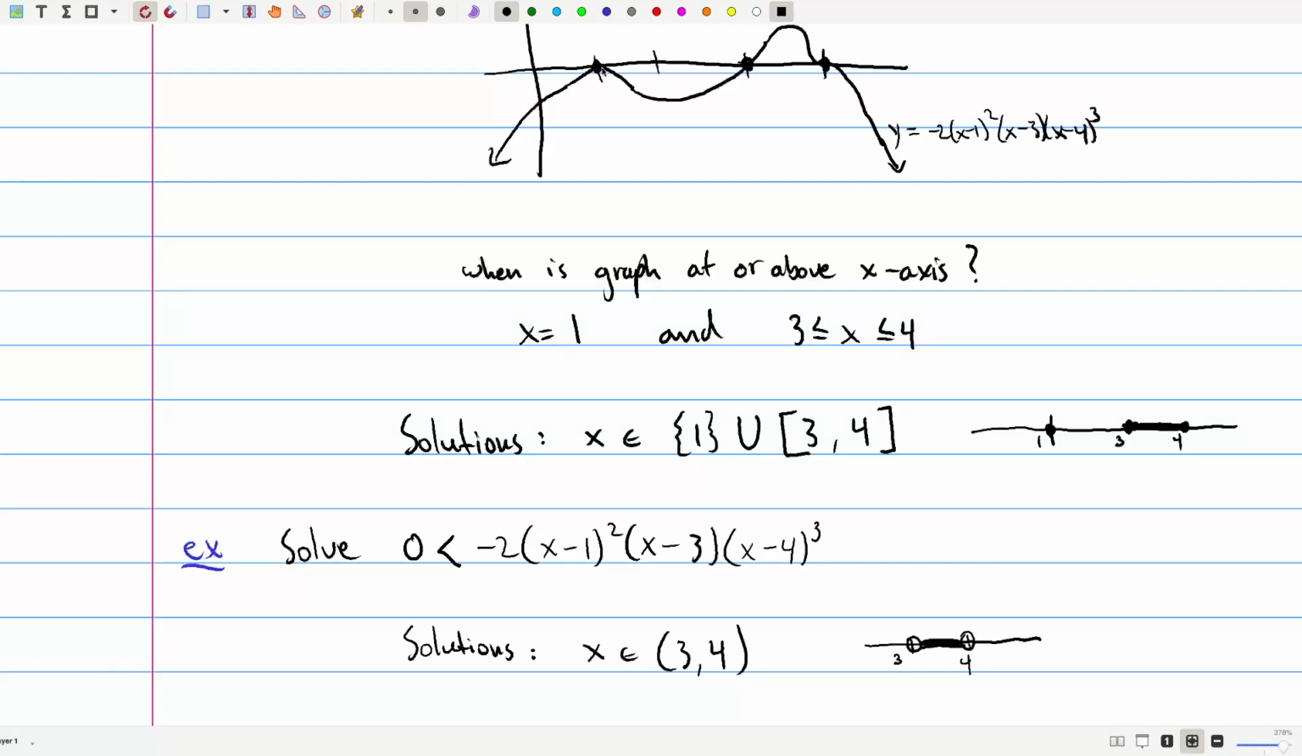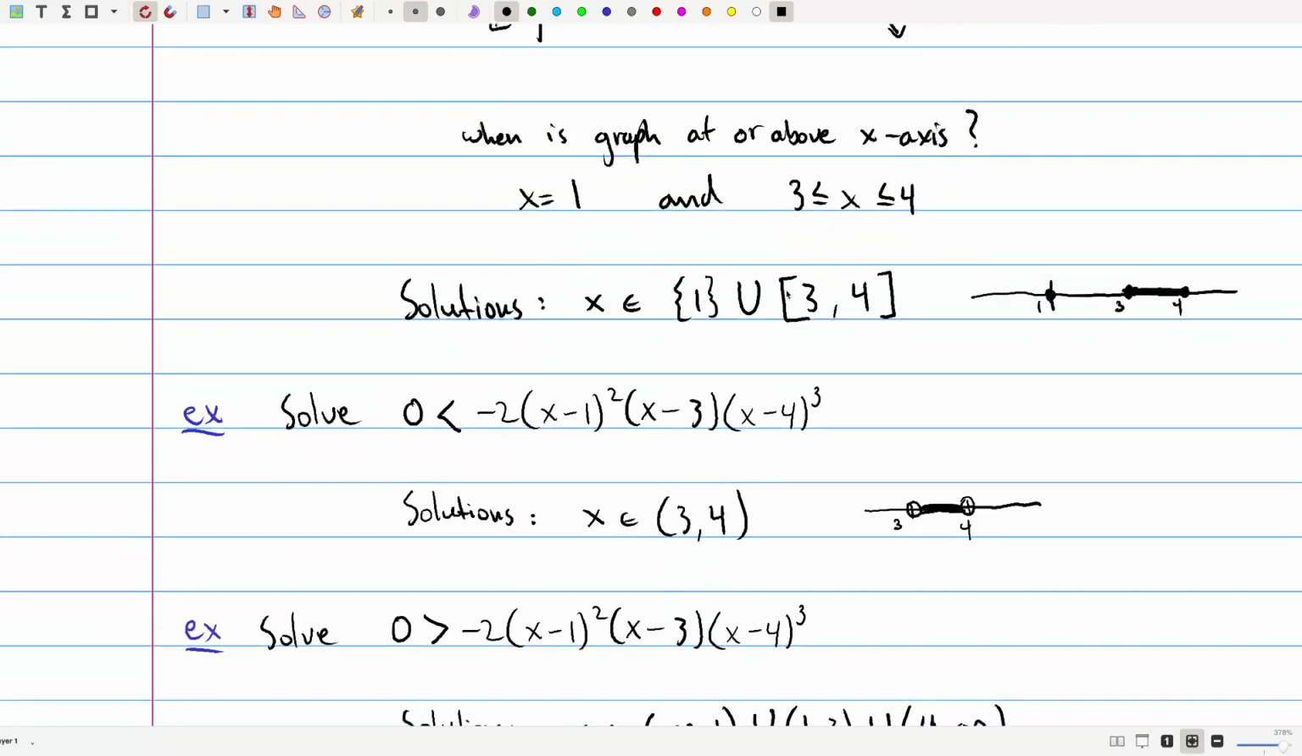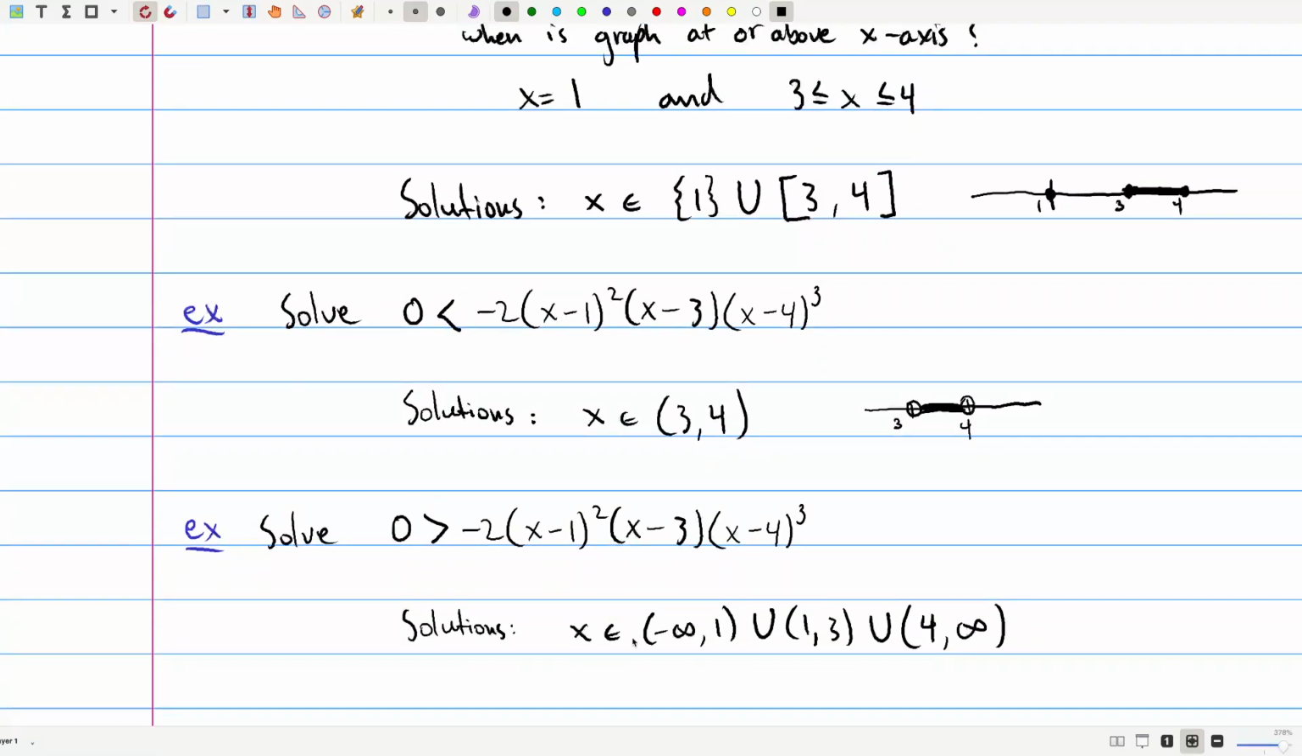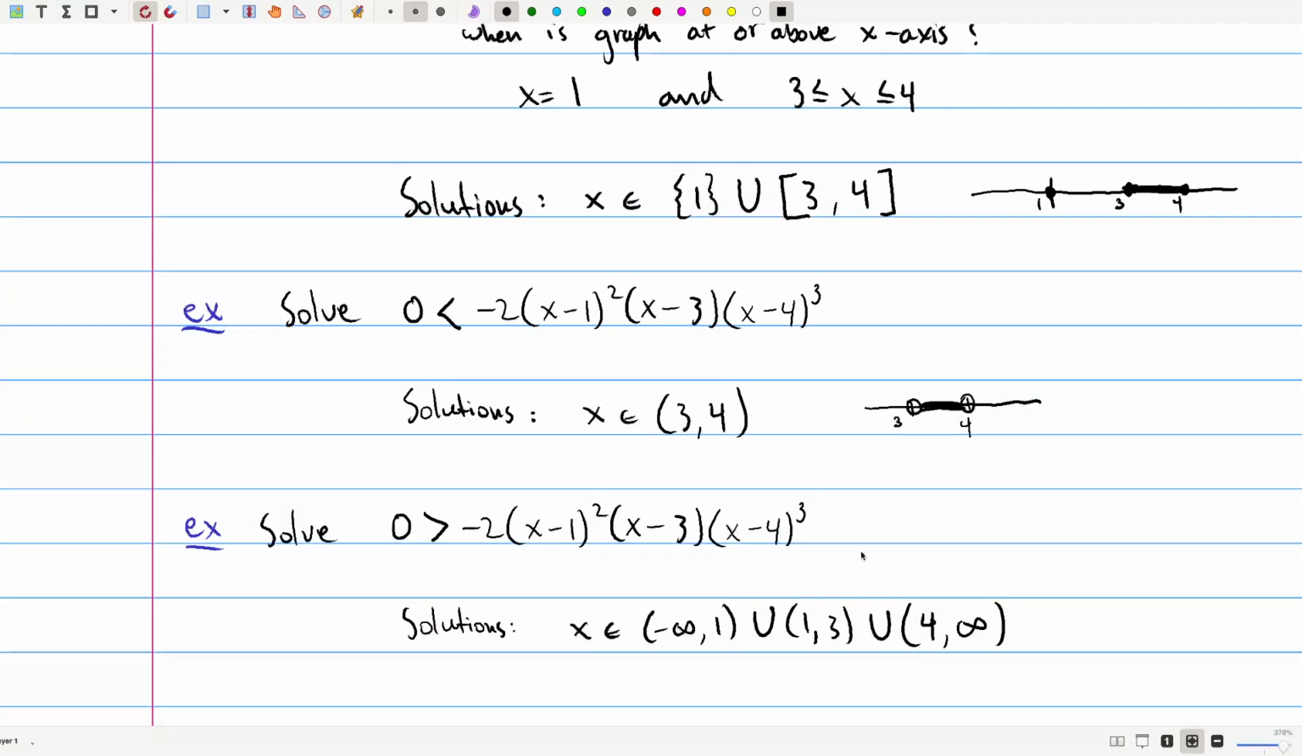And then once we start going above 1 again, it's below the x-axis up to 3. And then after 4, it's below the x-axis again. So we can say it's all the x in the open interval from minus infinity to 1. And then that lets us exclude 1. And then we start up with an open interval again from 1 to 3. And then we skip everything from 3 to 4. And then we go from 4 onwards.